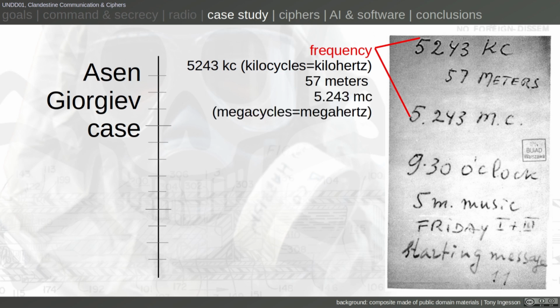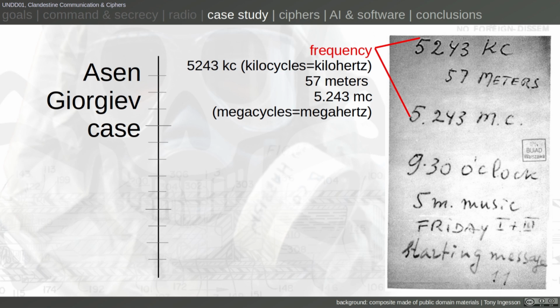And it also says 57 meters and 5.243 MC. And MC is short for megacycles, which is an older term for megahertz. And as we've learned by now, 5.243 megahertz is the same thing as 5,243 kilohertz. It's just two different units.